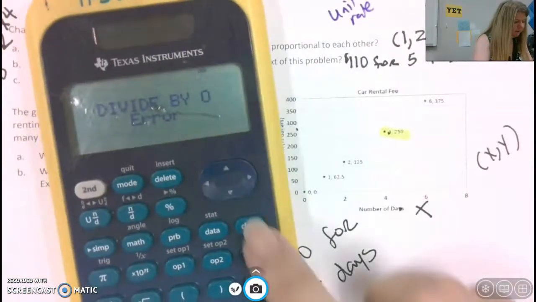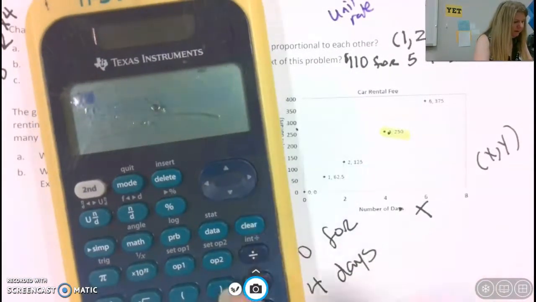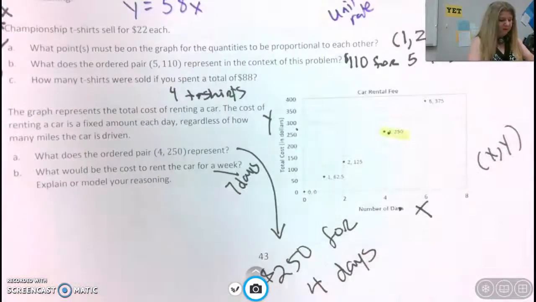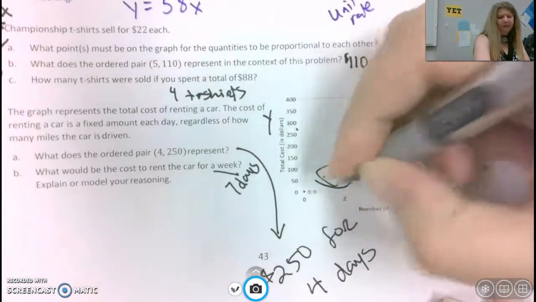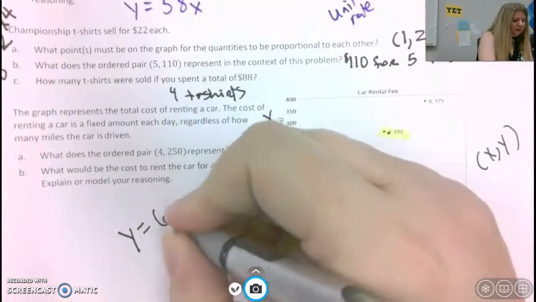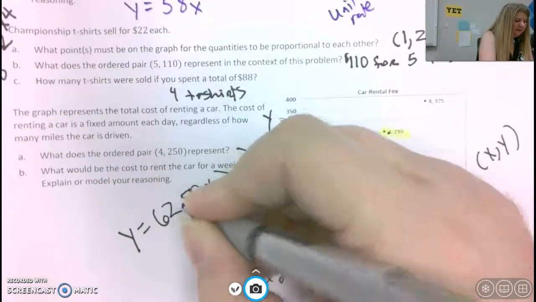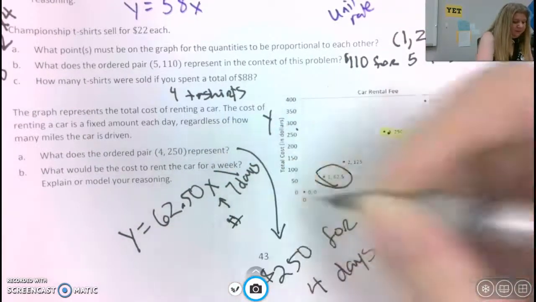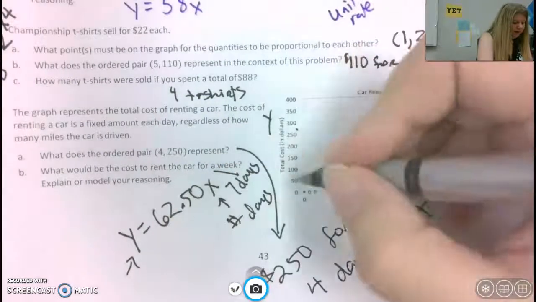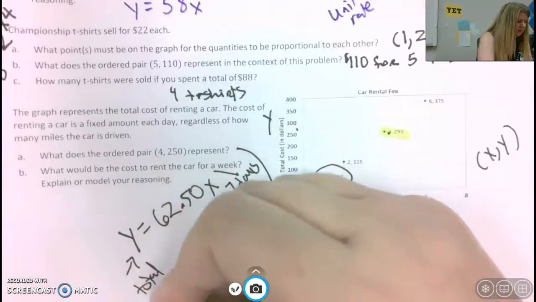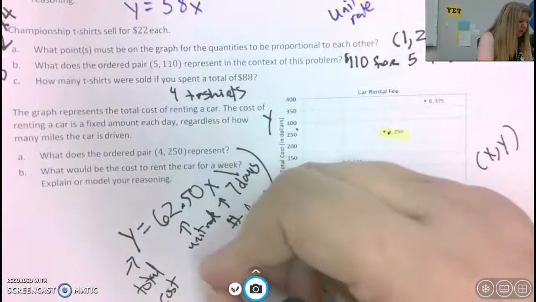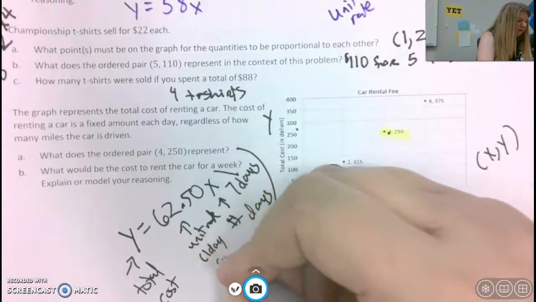So what if I clear that out, 250 divided by 4, oh, that's 62.50, and look, that was right here. I could have just used that. So y equals 62.50x. X is the number of days, and y is the total cost, and this is our unit rate, how much per 1 day.